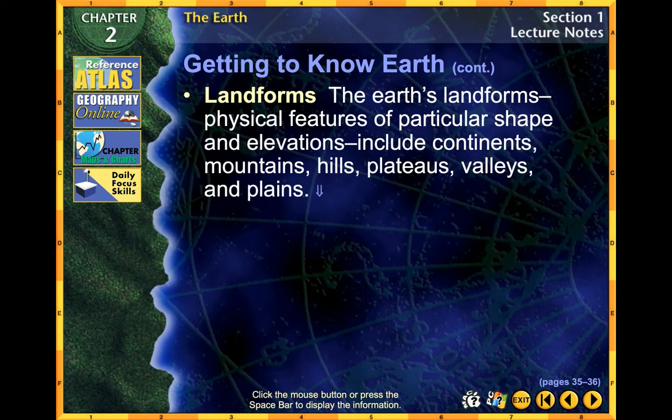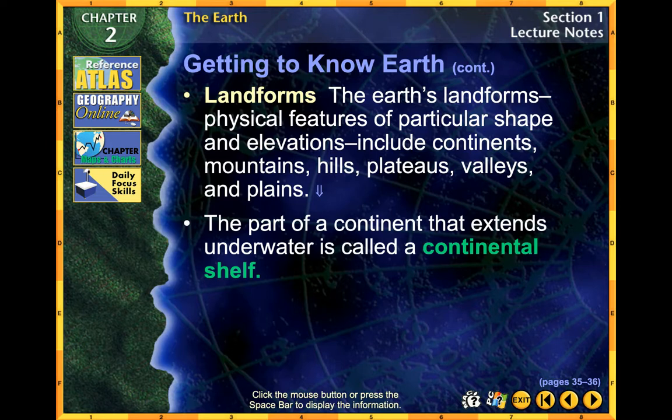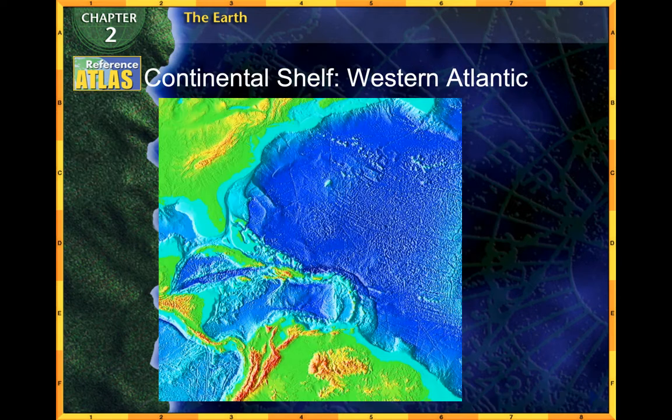We also have different landforms. These are physical features of particular shapes and elevations. We have continents, mountains, hills, plateaus, valleys, and plains. Those are the common ones. And where you live is going to determine which landforms are going to be the most dominant around you. And then there's the part of the continent that extends underwater. This is the continental shelf. It's basically where beaches happen, and that goes out up to a certain distance. It's called the continental shelf until you essentially reach the ocean.